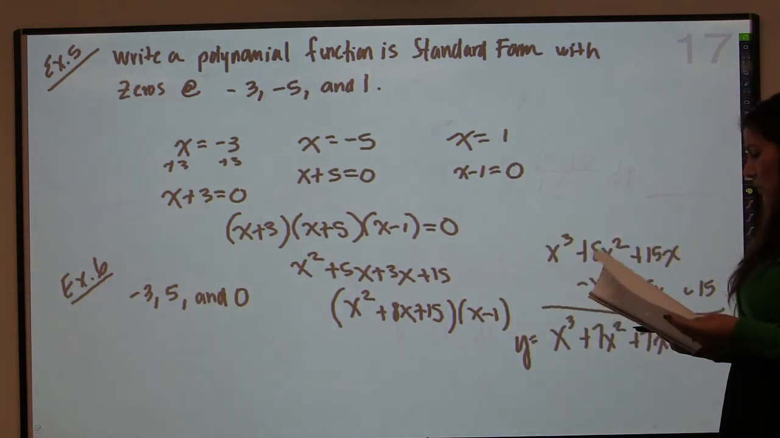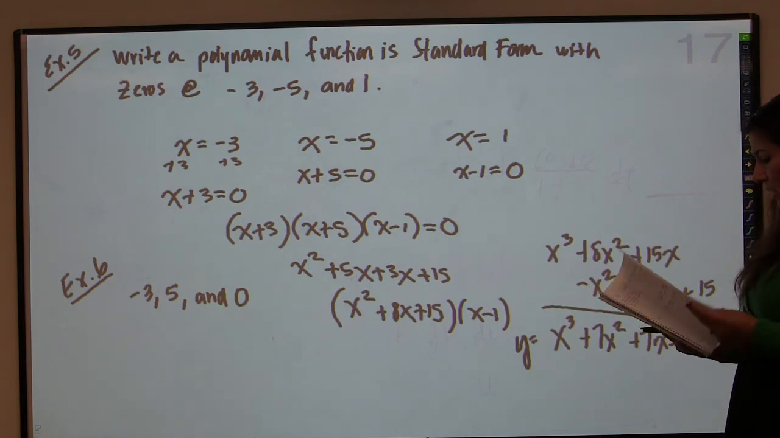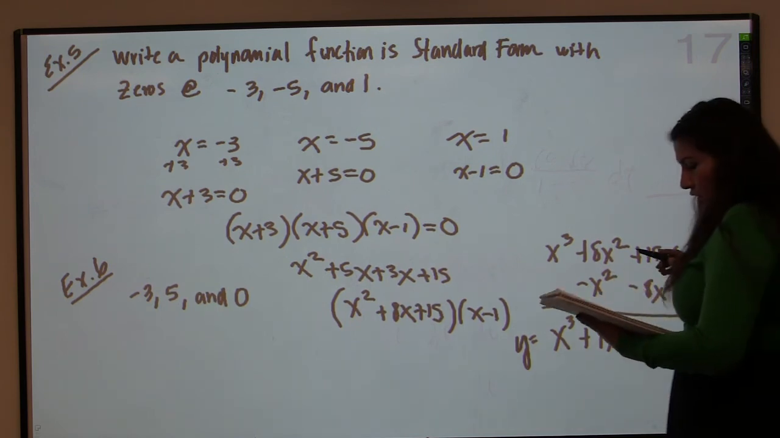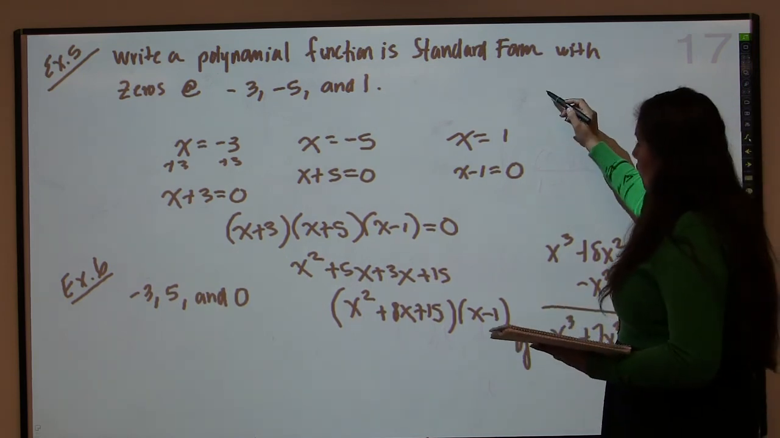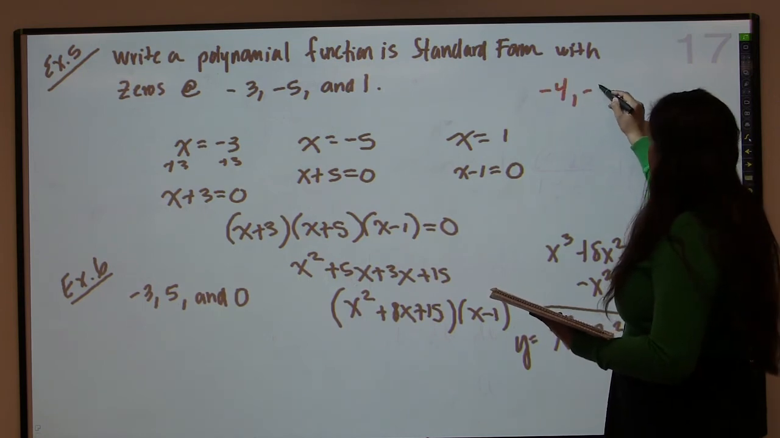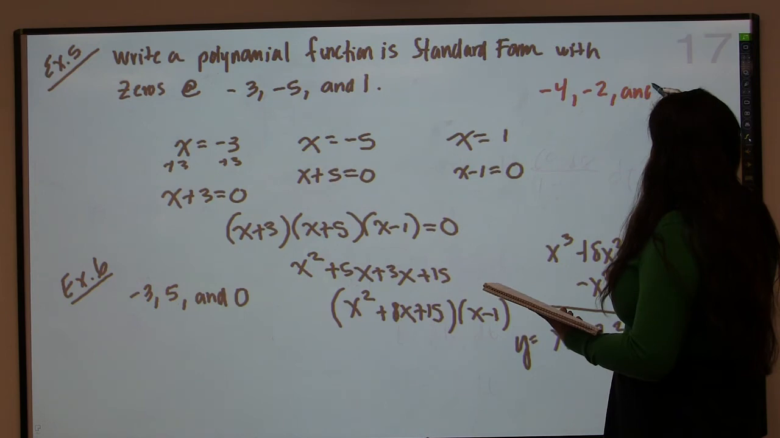Again, I'm going to want you to do one of these. And again in red, I want you to do, the zeros are going to be negative 4, negative 2, and 1.